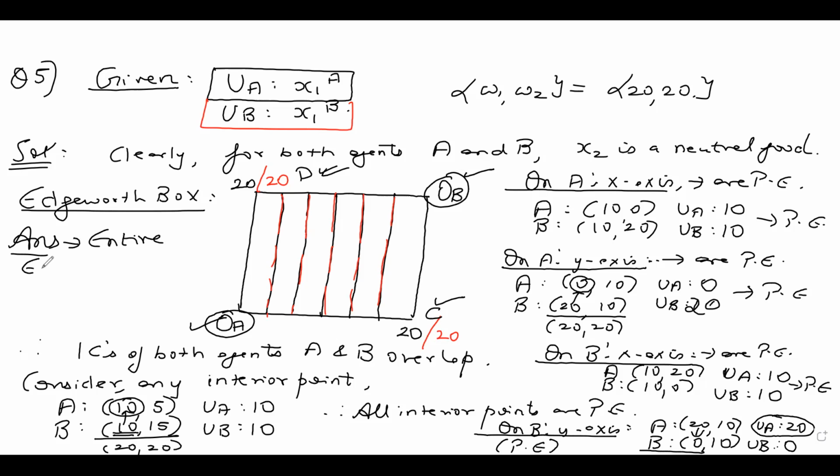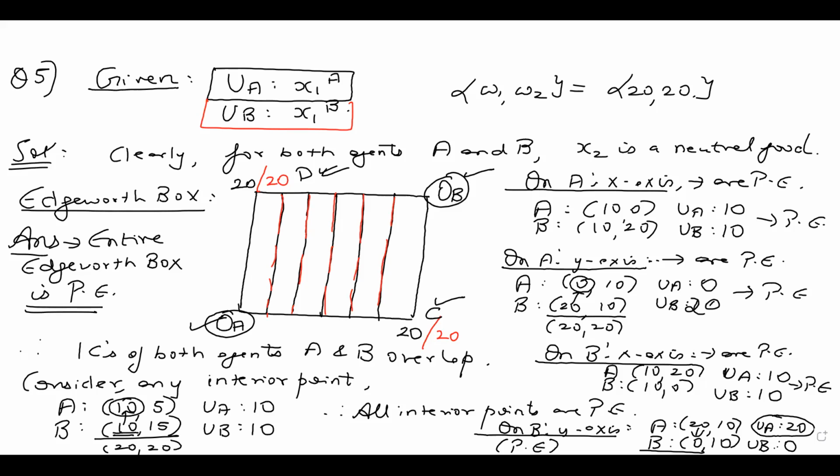Entire Edgeworth box is Pareto efficient. We have shown that the interior points are Pareto efficient, the corner points are Pareto efficient. Therefore, the entire Edgeworth box is Pareto efficient. So my contract curve is the entire Edgeworth box in this case. Okay, so hoping students have understood this.